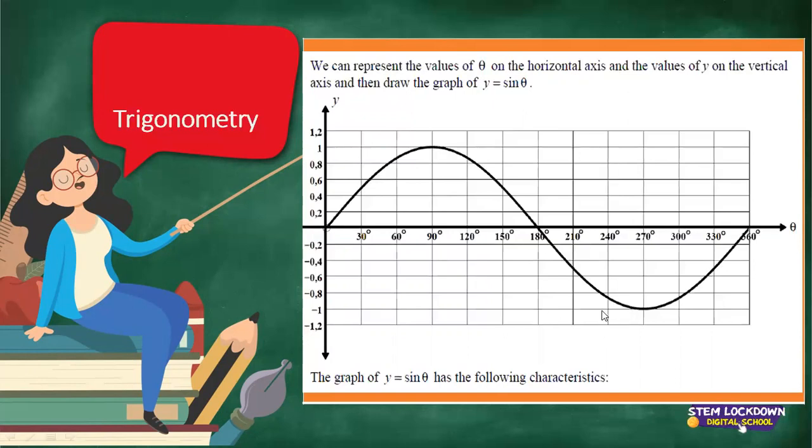Another thing to look at is the period. Another thing I want to talk about here is the period. So what's the period of this graph? What is the period of y equals sine theta? The period of this graph is 360. The period of the graph is the angle it takes the graph to go a complete cycle.